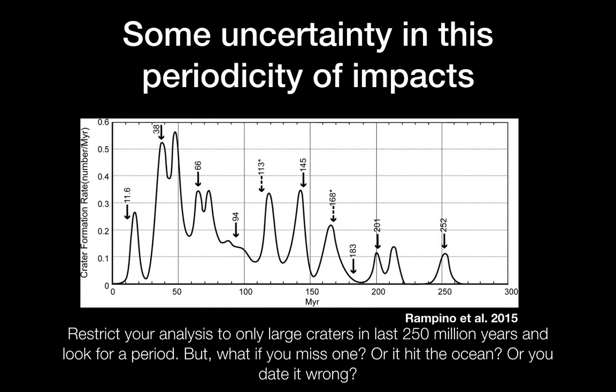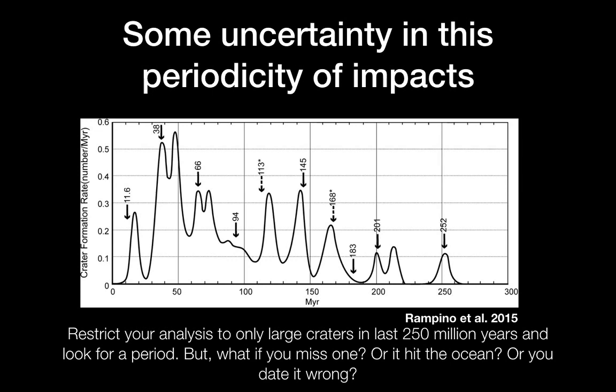So what I'm showing here is a graph where on the x-axis, the bottom axis, we're looking at time, over the last 250 million years, going back in time. And on the y-axis, the vertical axis, we're looking at crater formation rate, which basically tells us how many craters are formed every million years. If you look at this, the big peaks are where you're getting a lot of craters. And when scientists analyze this data, they find that you're getting these big peaks roughly every 32 million years, implying that this is a very regular process.